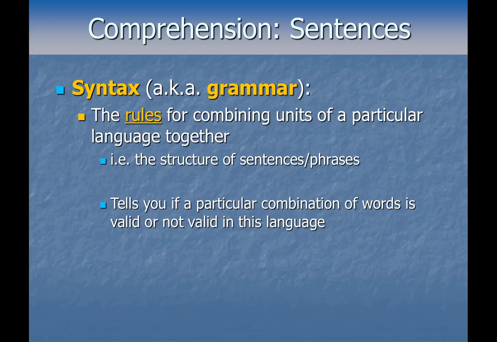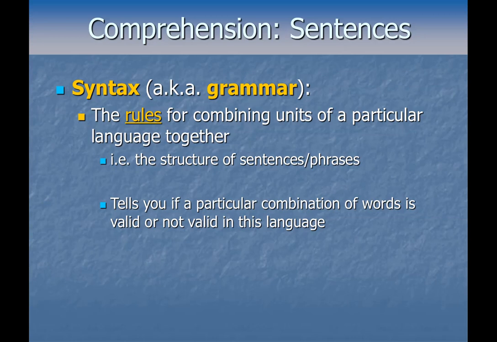Syntax, you could think of as kind of the same thing as grammar in a language. It's the rules by which we combine units of a particular language together. So it's the structure of sentences or the structure of phrases, how we can put things together to make a noun phrase or a verb phrase, and how you can put a noun phrase and a verb phrase together to make a sentence.